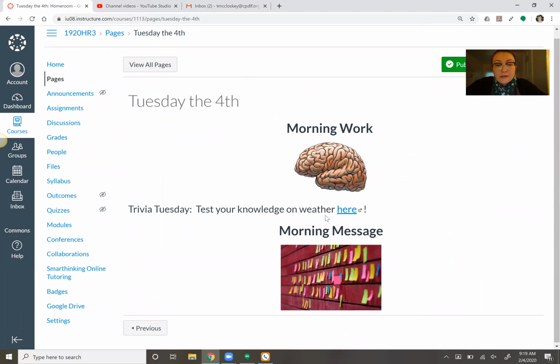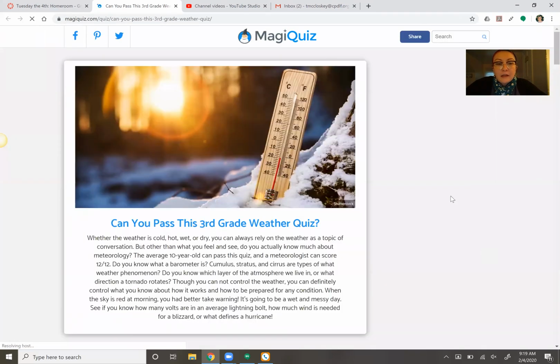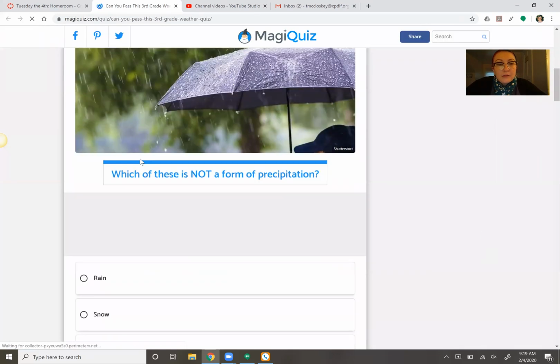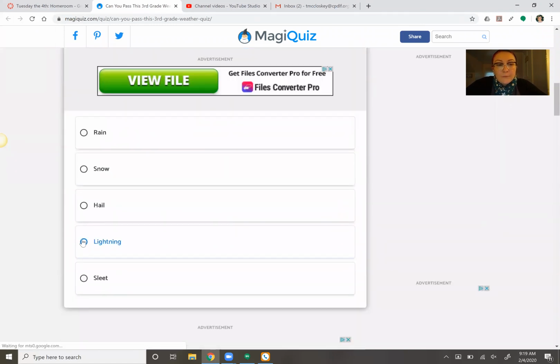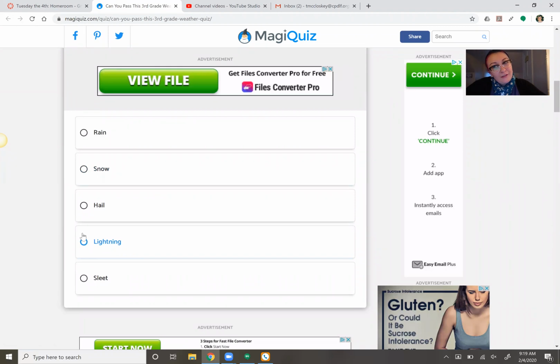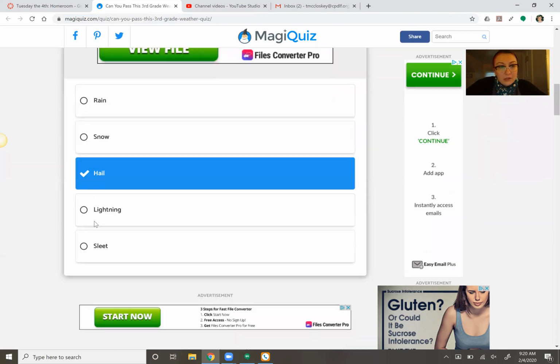So, today we're going to test your knowledge on weather because this week we're learning about weather for reading. So it will say which of these is not a form of precipitation. What is precipitation? It's what falls out of the sky. So rain is precipitation, snow, hail, sleet, but not lightning. And I got it right, so I got a check mark. If I got it wrong, I still get a check mark.